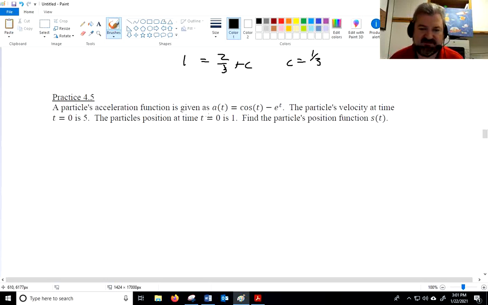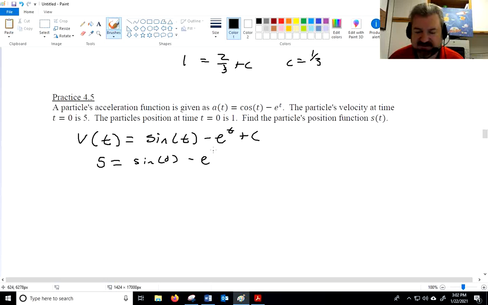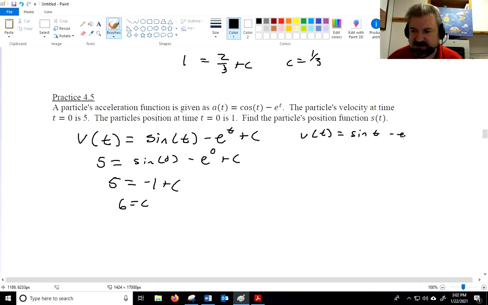All right, so I've got the acceleration function. I can get the velocity by integrating. Since acceleration is the derivative of velocity, velocity is the antiderivative of acceleration. So this becomes sine of t minus e to the t plus c. We know the velocity at t equals 0 is 5. So 5 is equal to the sine of 0 minus e to the 0 plus c. Sine of 0 is 0. So this is just negative 1 plus c, so c equals 6. So v of t is sine of t minus e to the t plus 6.